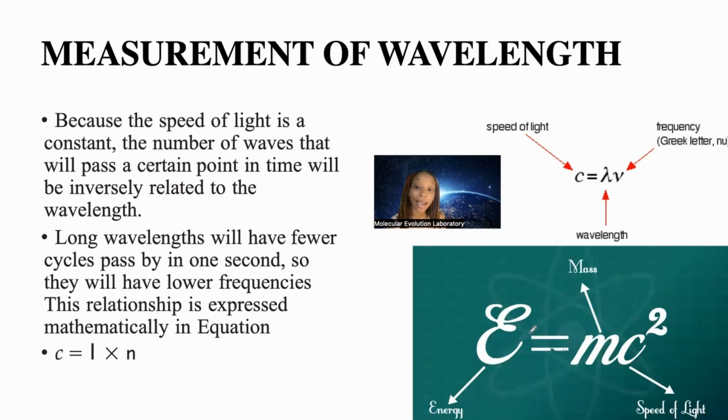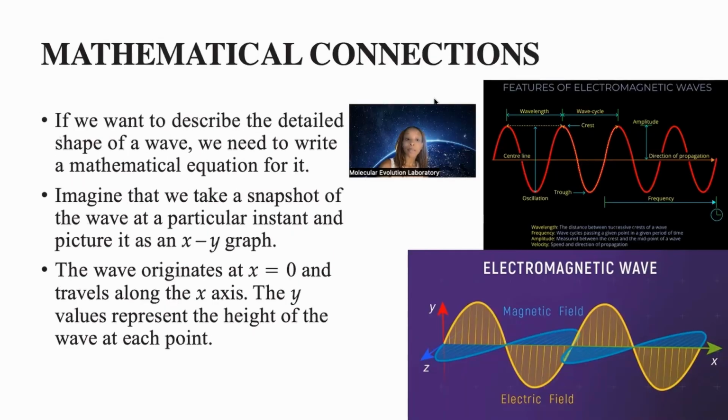And of course, Einstein states that you can't separate mass from energy or light. So energy is equal to mass times the speed of light squared, because light is the basis of energy. So the equation for wavelengths again is velocity, and this is the symbol for wavelength, velocity divided by frequency.